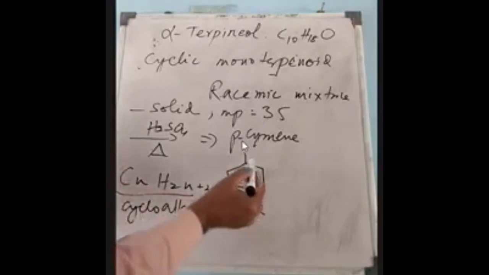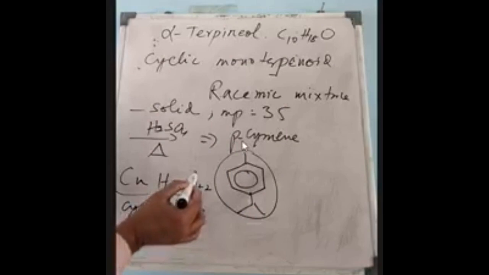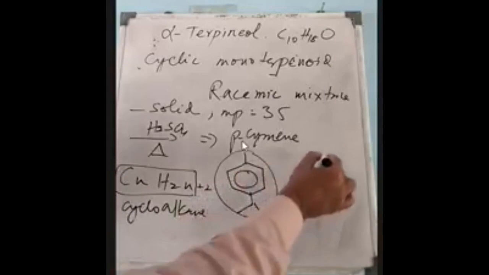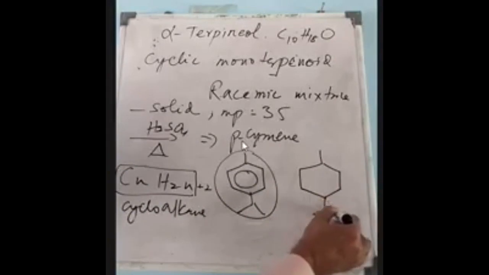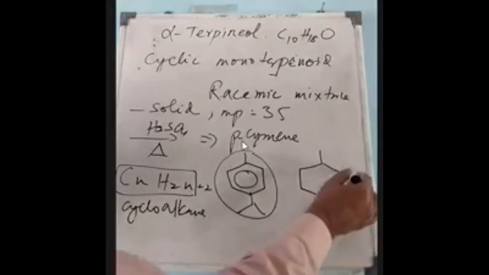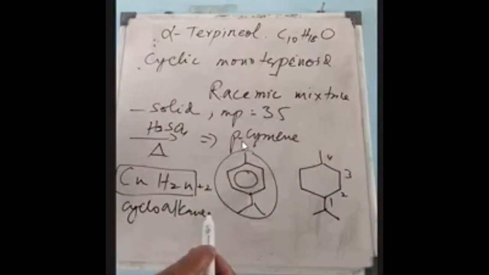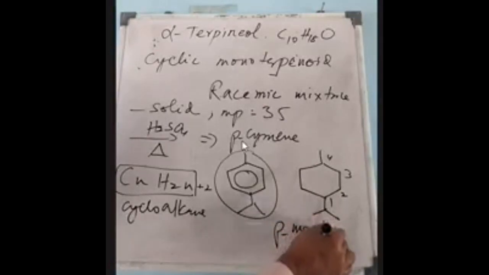Now, when paracymene is obtained, it is an aromatic compound, and this formula corresponds to the cyclic saturated formula. Its saturated analog will have this formula: 4-methyl, 1-isopropyl cyclohexane. Commonly it is known as paramenthane. If aromatic, then paracymene.